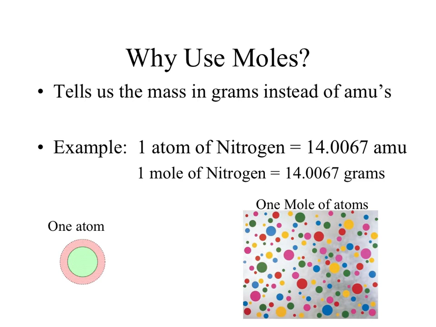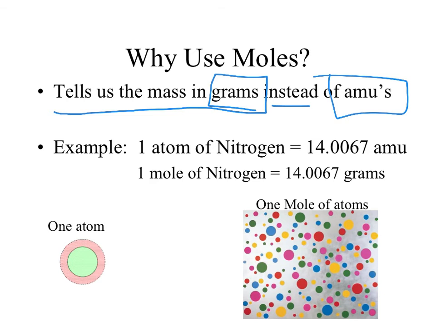Well, here's the answer. If you have a mole of something, it turns our periodic table's mass into grams instead of AMUs. That is super helpful to us because in our labs, in class, in a chemistry lab, at a pharmaceutical company, we're not going to use AMUs. They're too small. We need grams because that's what we can physically measure out with our hands.